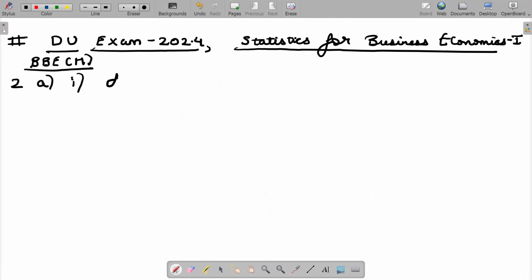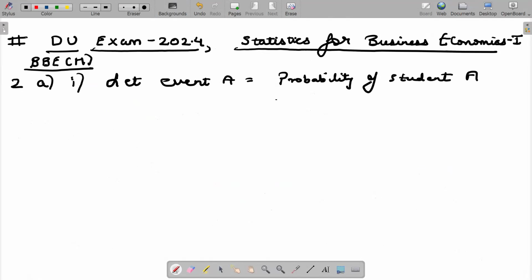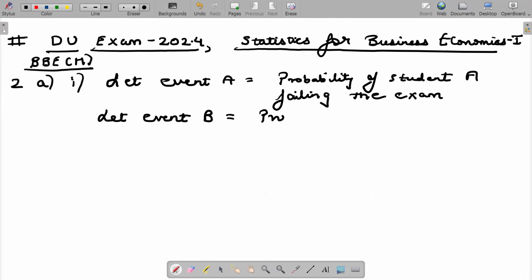So I can say that let the event A denote the probability of student A failing the exam, and let event B be equal to the probability of student B failing the exam.